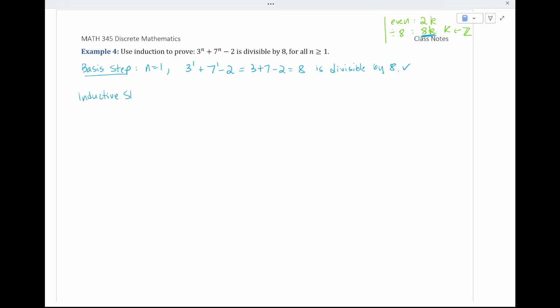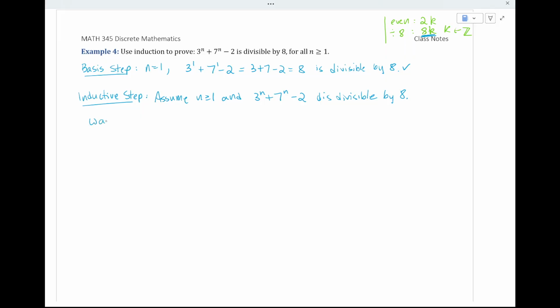All right, inductive step. Assume that n is greater than or equal to 1 and that 3^n plus 7^n minus 2 is divisible by 8.